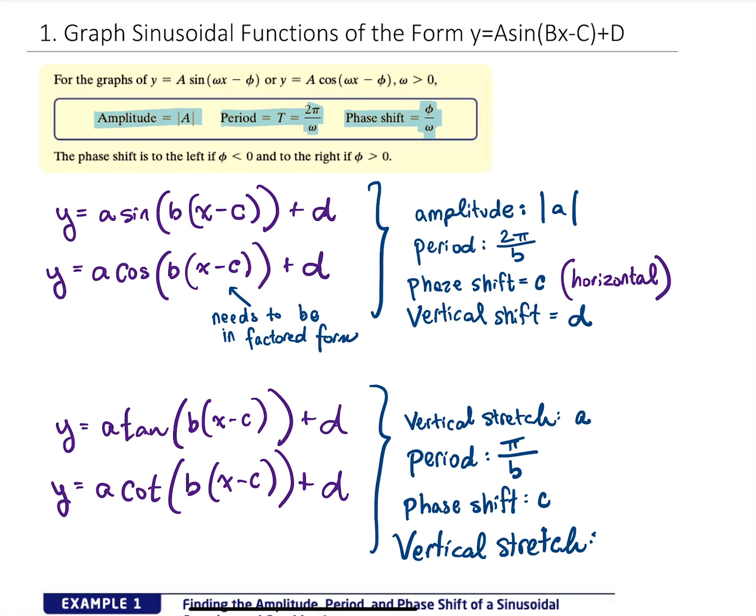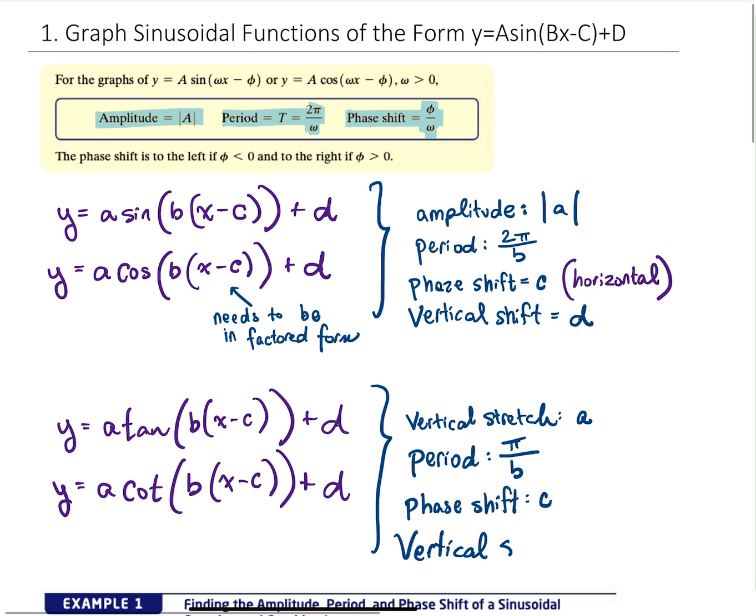Or a vertical shift, I mean. We already covered stretch. Vertical shift is this value d on the outside, up or down. Phase shift is c, and again, it's in this factored form. So let's see a couple examples.